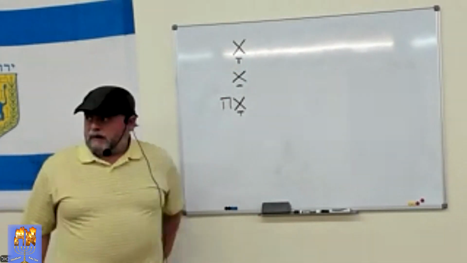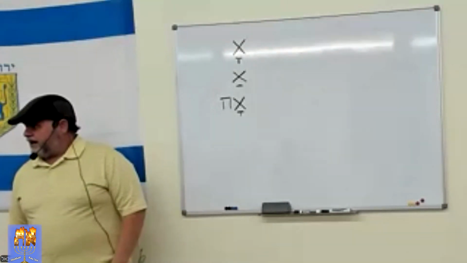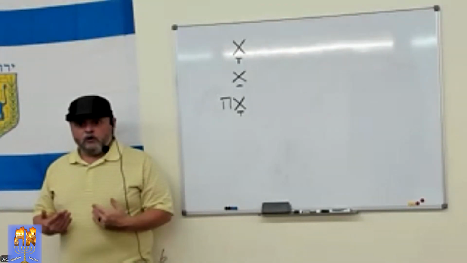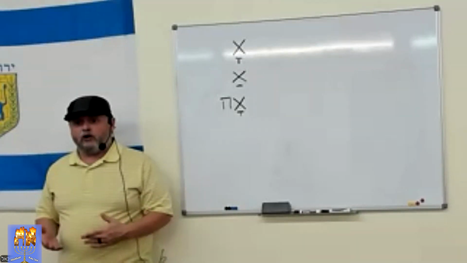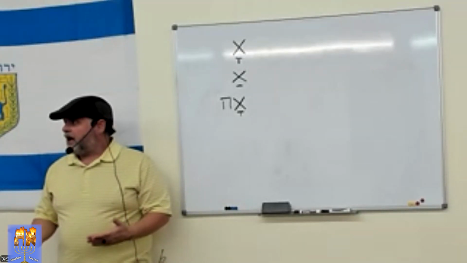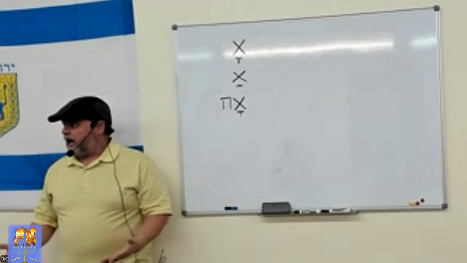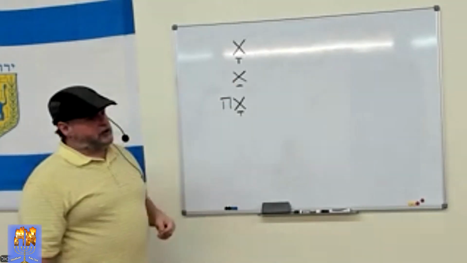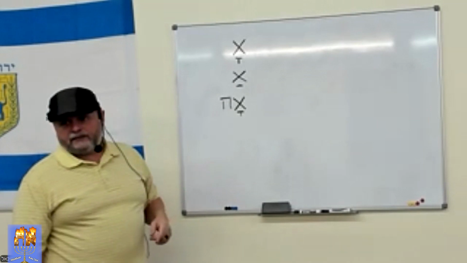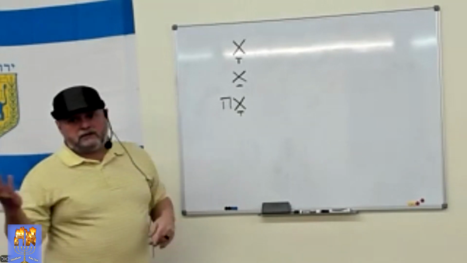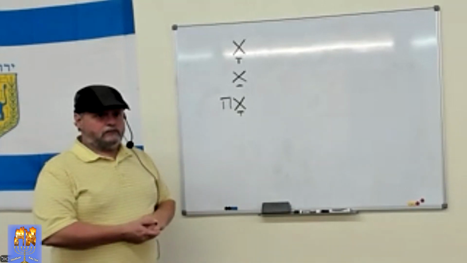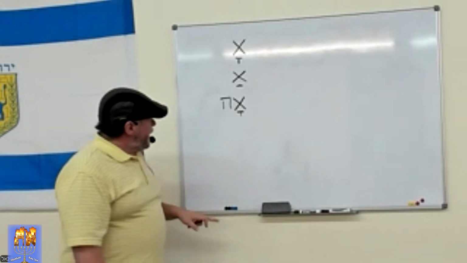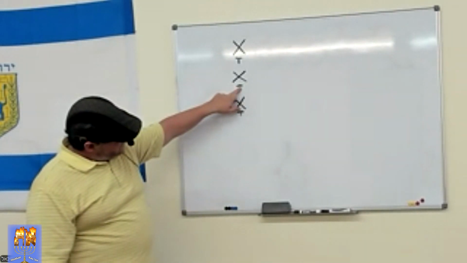That is what we call kamats, right? And that is a long duration A-type vowel. So when I say long duration, that means you're going to hold it for about a second. Ah. Okay? And that's kamats. Q-A-M-A-T-S. Some people will spell it T-Z. T-S will work. Okay?